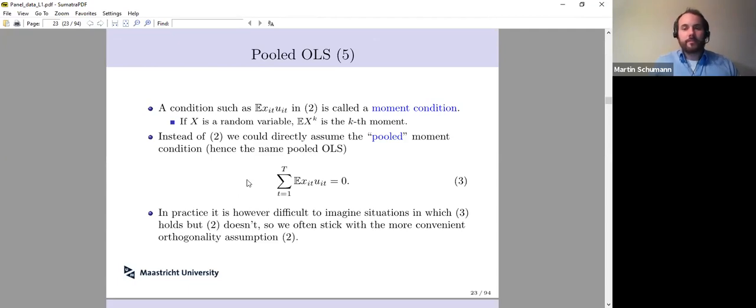Now, why do we not simply assume this condition? Well, it's actually simply difficult to come up with a situation where this contemporaneous uncorrelatedness does not hold, while the pooled moment condition does hold. Because then it would mean there is some canceling across the time periods, which is often unreasonable. So normally we would stick to the contemporaneous uncorrelatedness assumption.